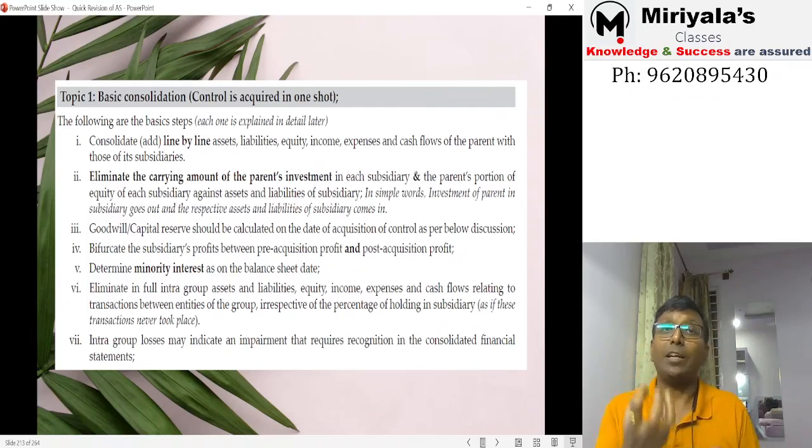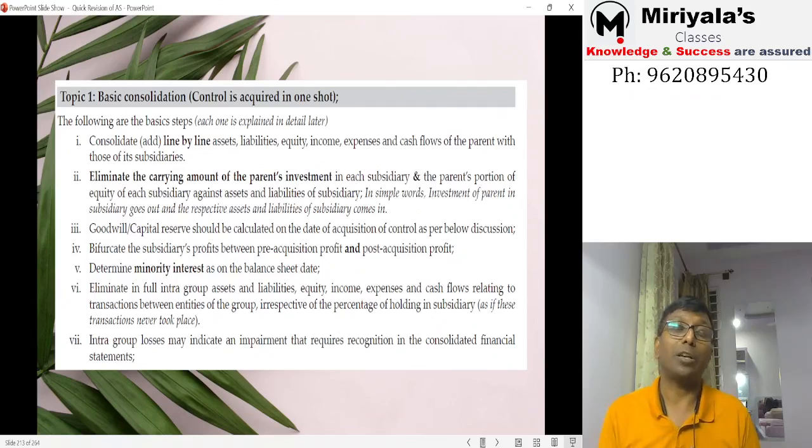And whatever the subsidiary profits as on 31st March, that is supposed to be bifurcated between pre-acquisition profits and post-acquisition profits. What is pre-acquisition profits? Whatever the profits earned by the subsidiary before the date of acquisition. Post-acquisition means whatever the profits earned by the subsidiary after the date of acquisition by our parent company. And you are supposed to determine what is minority interest. We'll discuss a little bit about it.